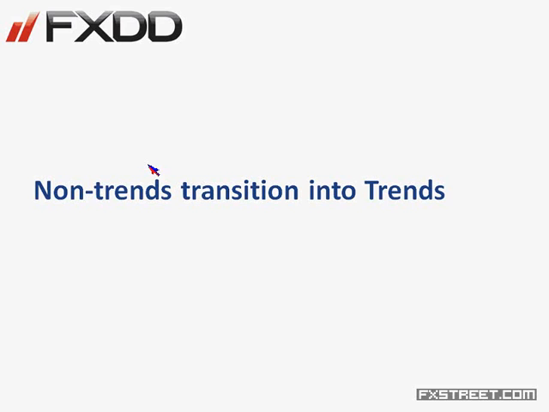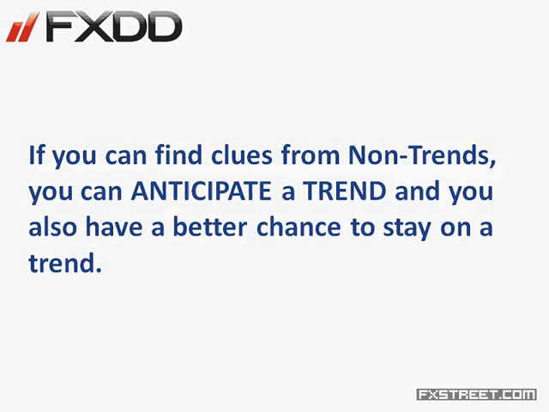So non-trending markets are the prelude to a trending market. Either the market's going to trend to the upside or it's going to trend to the downside. Now, what do you know if you can think about non-trending markets? If you can find clues from non-trending markets that say the market is non-trending, and you can use those clues, maybe technical tools that allow you to define risk, allow you to see which way the market is going, to the upside or the downside, you can start to anticipate a trend and also have a better chance to stay on a trend.